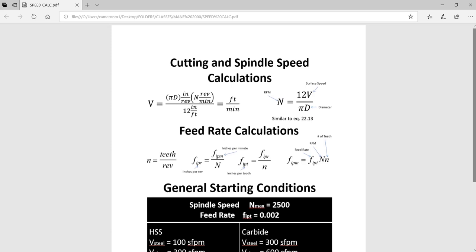Hey everyone, I just wanted to put together a quick video on how to calculate spindle speeds and feed rate. When we actually start programming, this becomes more important because we don't really have manual control over this. We have to tell the machine how fast we want our cutter to cut through our part. And that's going to depend on a few variables.